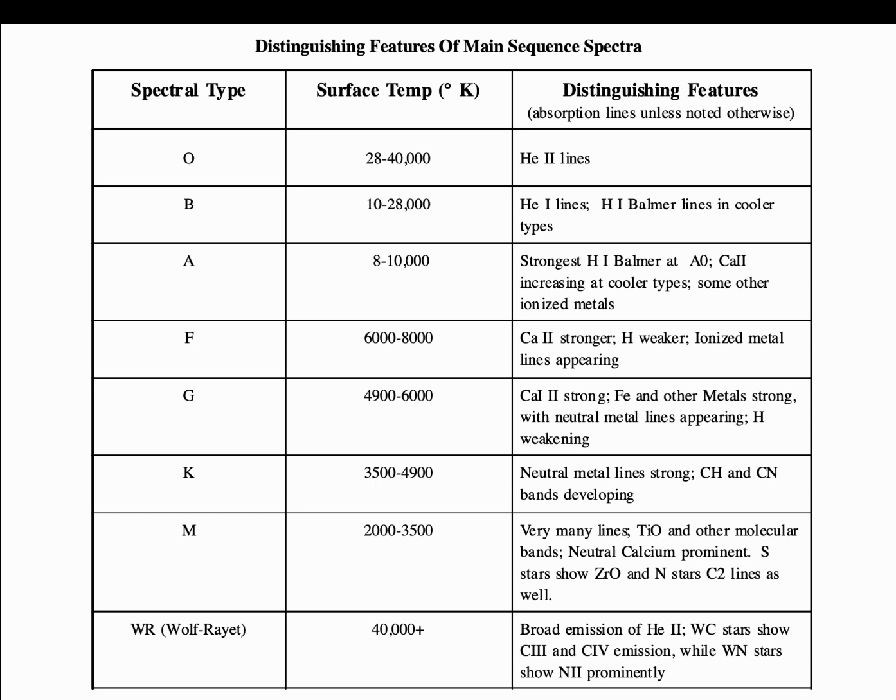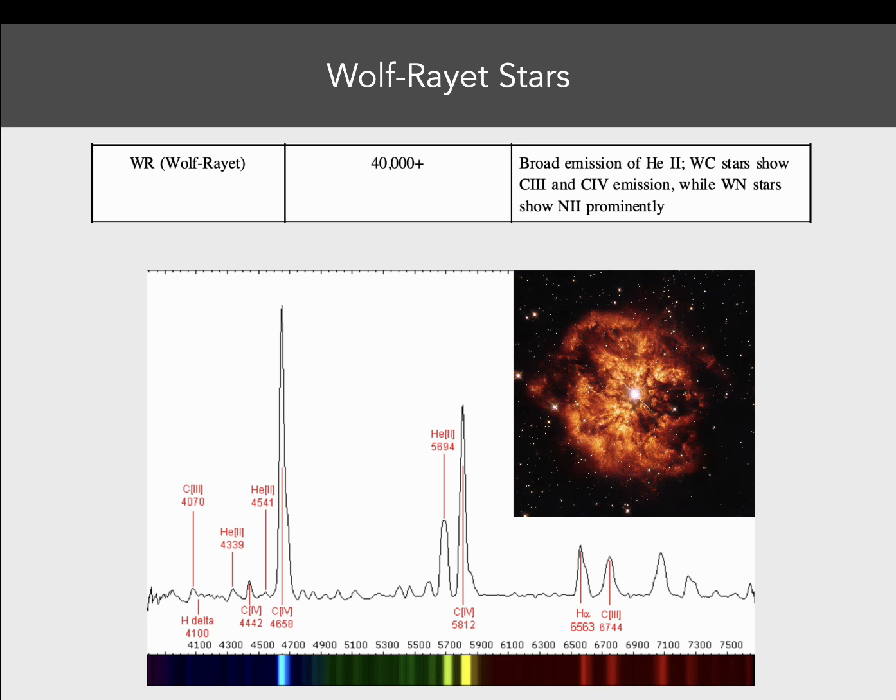Oh, by the way, I did forget to mention that there is another type of star we haven't talked about, called a Wolf-Rayet star. These are extremely hot stars. The distinguishing characteristic of them is that they show emission lines in the spectra, not just absorption lines. So here's an example of the spectrum of a Wolf-Rayet star. You're seeing emission now instead of absorption lines going down. So these lines are going up, not down.